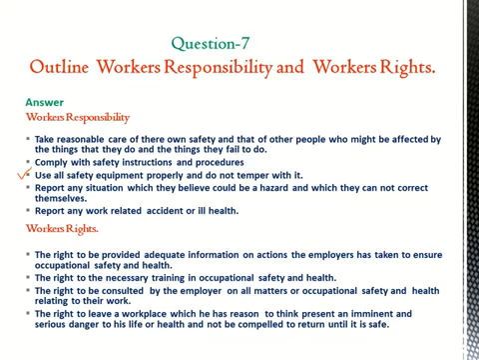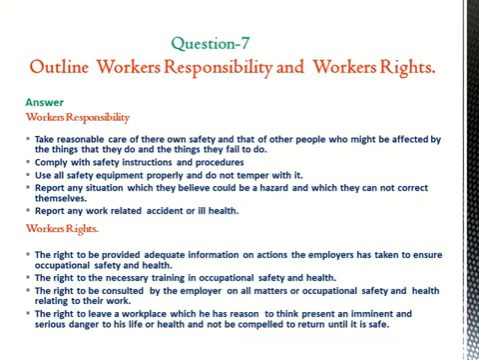Use all safety equipment properly and do not tamper with it. What equipment has been provided by the organization to the workers, they must use it in proper condition. They must inspect it and try to keep it safe. Report any situation that they believe could be a hazard and which they cannot correct themselves. If they see any situation, or any worker performing an unsafe act or unsafe condition, they must inform the supervisor or any person assigned for that. Report any work related accident or ill health. If someone gets injured, the other person must report that accident so the department can investigate, easily find the root cause of that incident and remove it from the workplace.